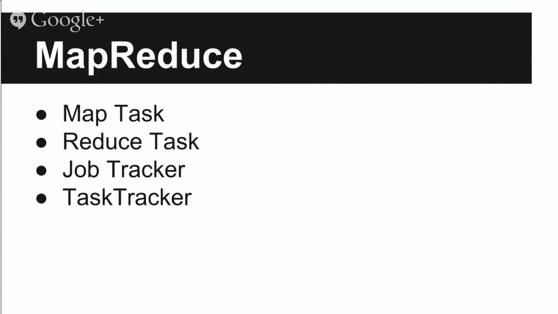What is a job actually? A job is a program which is a combination of map task and reduce task. A job can be only a map task also sometimes.